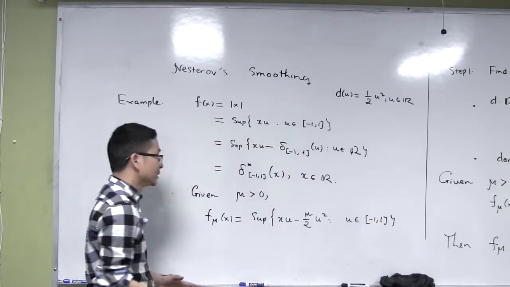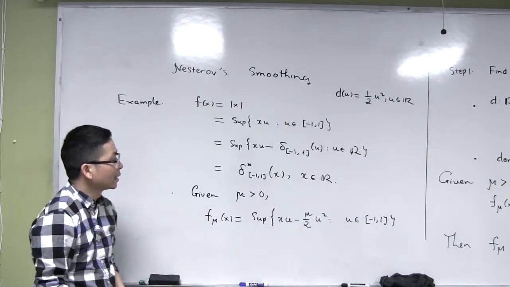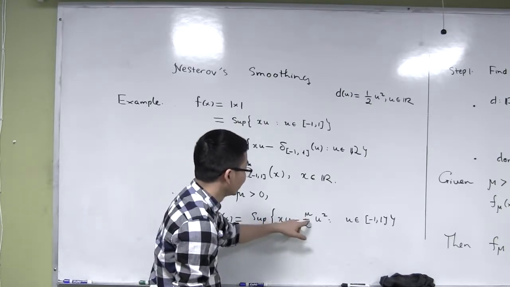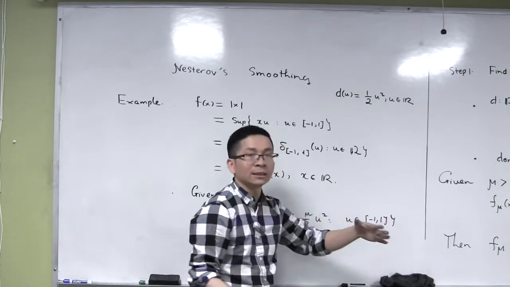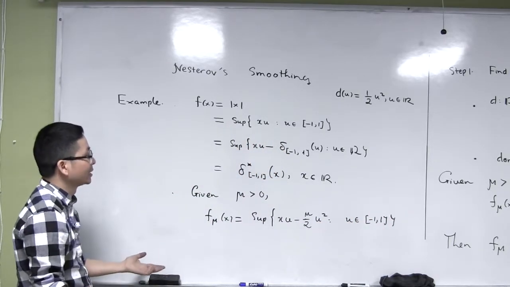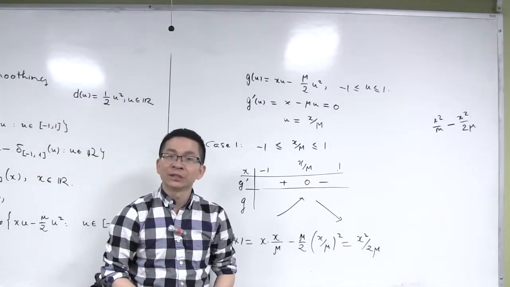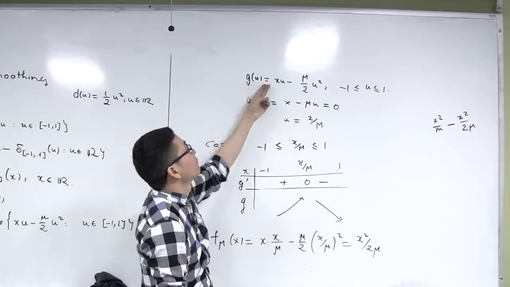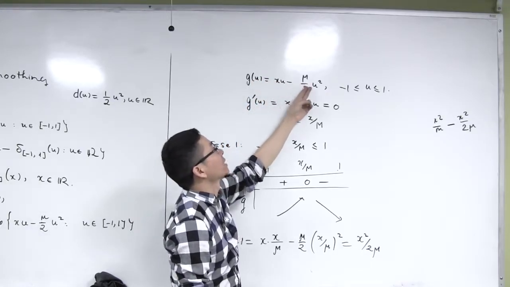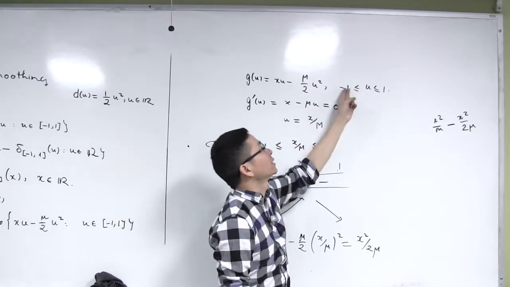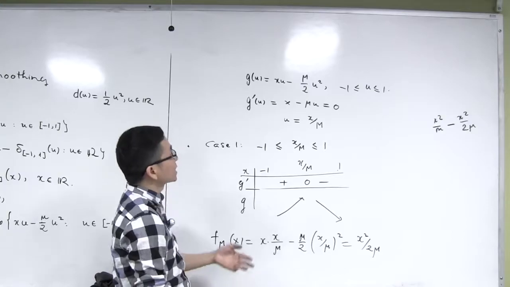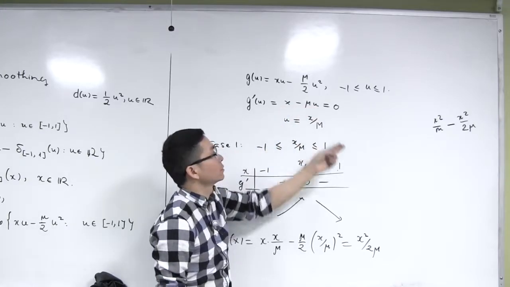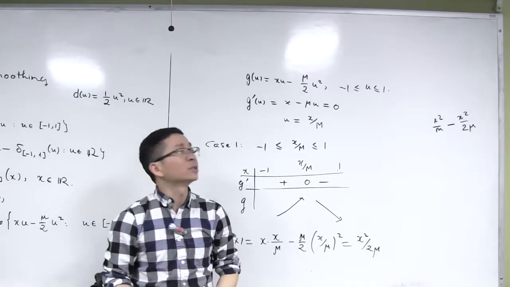Okay, so it is very easy to see that f of mu from the previous step is given in this way: the supremum of x times u minus mu over 2 times u squared, where u runs in the interval minus 1, 1. How can we find this supremum? The problem now reduces to a very simple calculus problem. We are going to maximize the function g defined in this way. G of u is x times u minus mu over 2 times u squared, where u runs in the interval minus 1, 1. To maximize this function, we are going to compute its derivative, which is x minus mu times u. This is the derivative with respect to u.